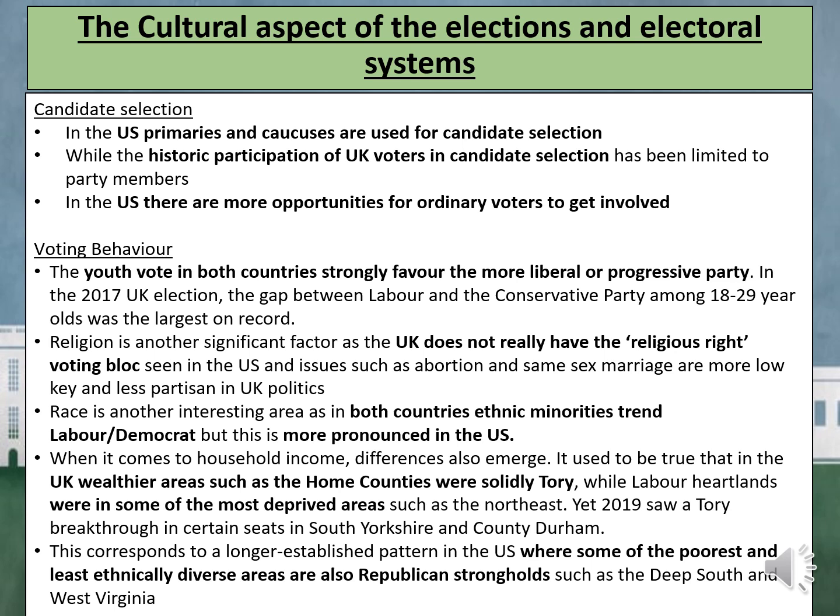When it comes to household income, differences also emerge. It used to be true that in the UK, wealthier areas such as the home counties were solidly Tory, while Labour heartlands were in some of the most deprived areas of the North East. Yet 2019 saw a Tory breakthrough in certain seats in South Yorkshire and County Durham. This corresponds to a longer established pattern in the US, where some of the poorest and least ethnically diverse areas are also Republican strongholds, such as the Deep South and West Virginia.